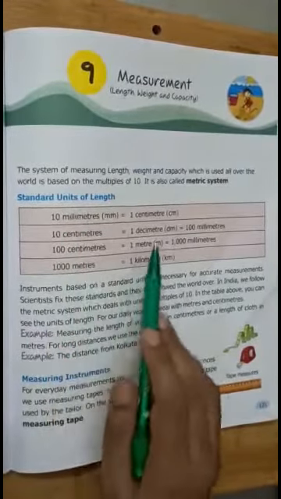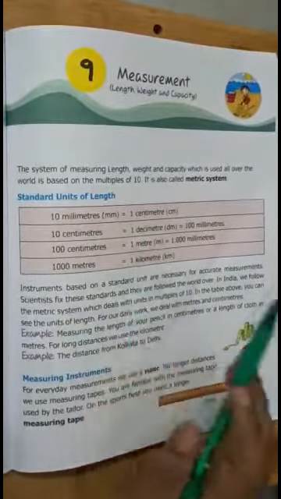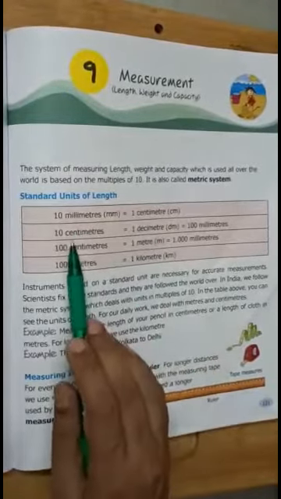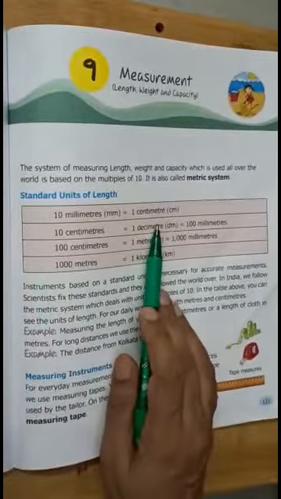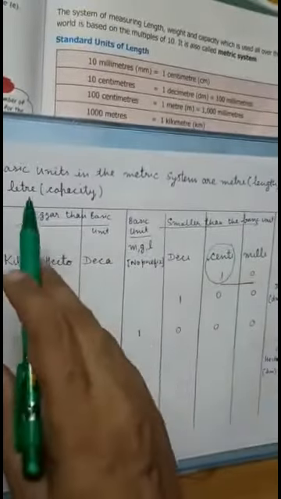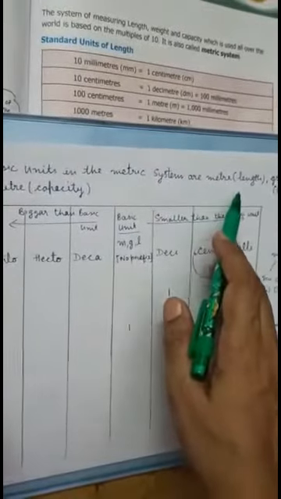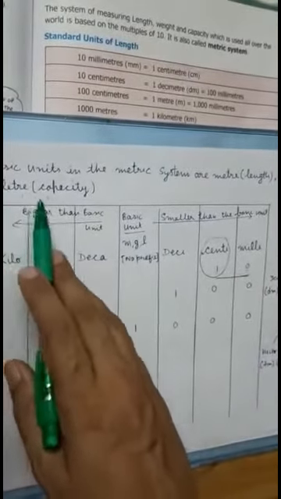Some standard units of length are given here: millimeter, centimeter, decimeter and meter. How millimeter is related to centimeter, centimeter is related to decimeter and so on. I will explain each relation turn by turn. First of all, you need to understand the basic units in the metric system are meter for length, gram for weight and liter for capacity.